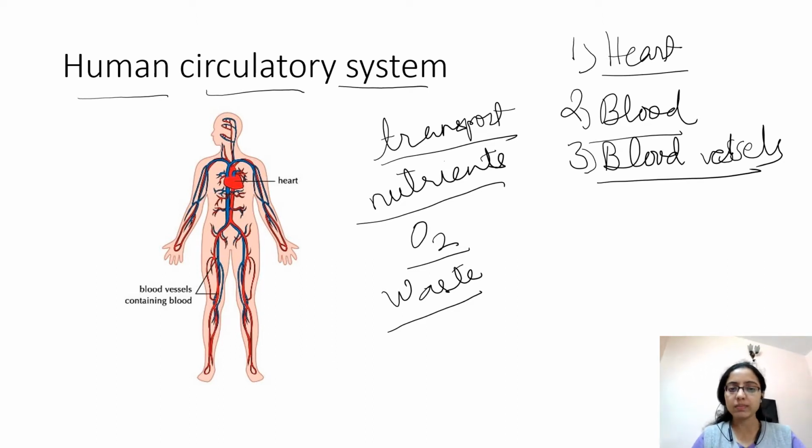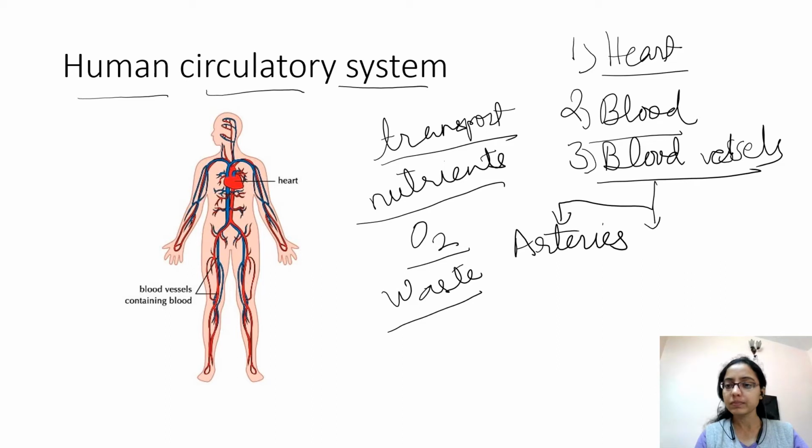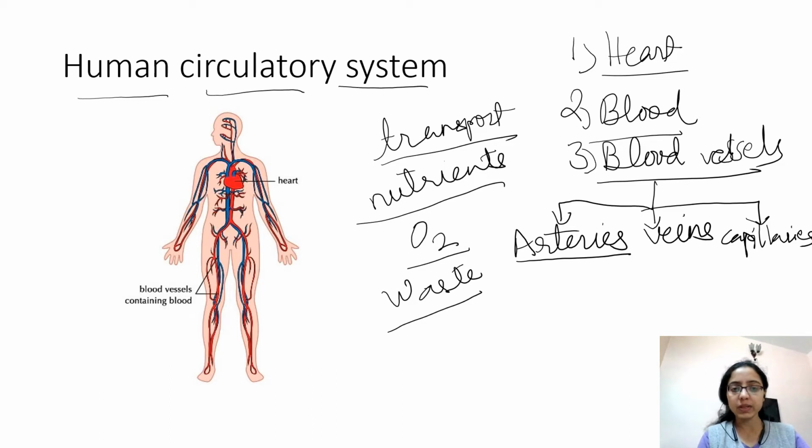Now when we talk about blood vessels, there are three kinds of blood vessels: arteries, veins and capillaries. What are these three kinds of blood vessels? Arteries are the blood vessels which bring the blood from the heart to different parts of the body. Veins are the blood vessels which bring the blood from different parts of the body to the heart. And capillaries are the blood vessels which are smaller divisions of arteries and veins, right?